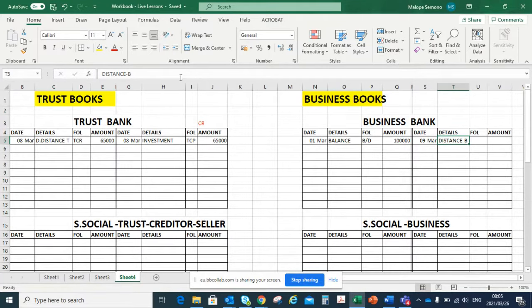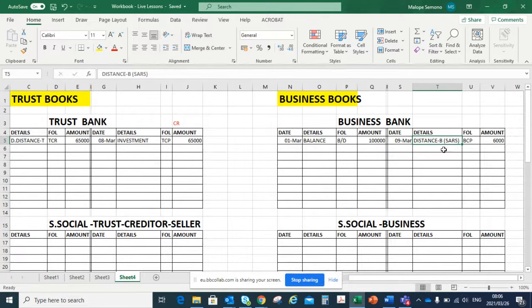So I'm gonna say, but in brackets, just to be specific, I must just say SARS, because we pay that to SARS. Sorry, still in the morning, so obviously effect. And then we paid. This one I can just say business cash payments. Can you see? If I want to have the folio, and obviously I had to pay how much? 6,000 to SARS. So even if you don't write D distance in brackets SARS, even if you write SARS only, it's still okay.